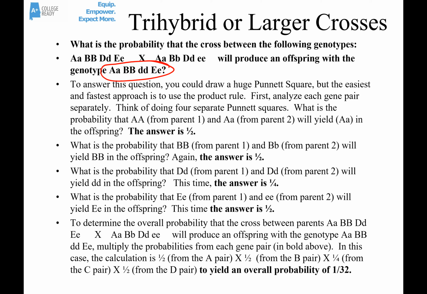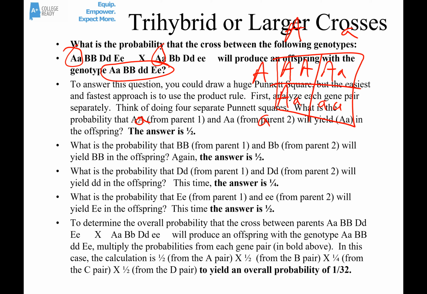First, we're going to analyze each gene pair separately, essentially doing 4 separate Punnett squares. First of all, we want to know what's the probability that the big A, little a from parent 1 and the big A, little a from parent 2 will yield the big A, little a in the offspring. So let's do a Punnett square between these. Big A, little a gametes from the first parent, big A, little a gametes from the second parent. The probability that we'll get big A, little a from those two parents is 1/2, 1 out of 2. So keep that in mind.